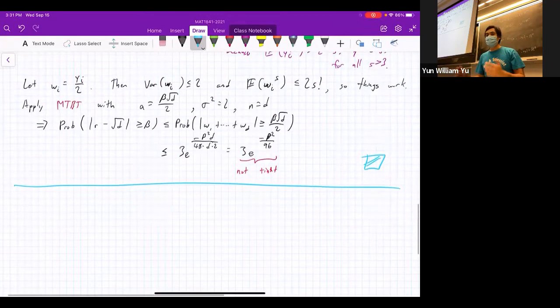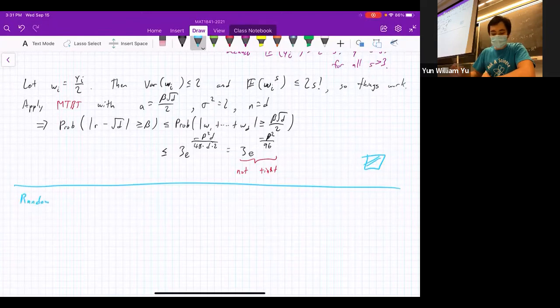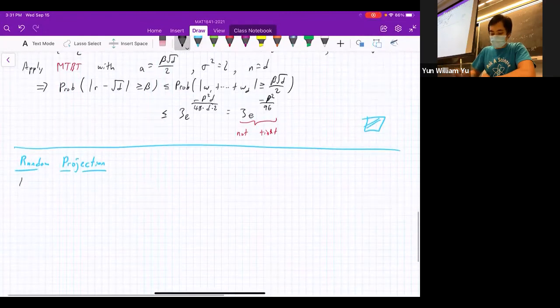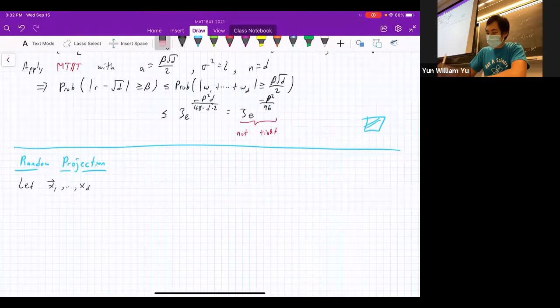So that was the Gaussian Annulus Theorem, and we're going to use it now to prove something about random projections. So first we need to set up the problem. Random projection. Again, we're going to get a bunch of different points in R to the d, x1 through xn. These are all points in a d-dimensional Euclidean space.